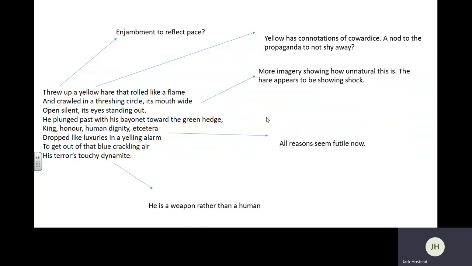To get out of that blue crackling air, his terrors touchy dynamite. And again, his terrors touchy dynamite. It is a difficult poem. There's some difficult language in there, but it's almost like he is the touchy dynamite. He is a weapon rather than a human. So again, linking to that idea that humans are kind of unnatural in the way they've turned out.